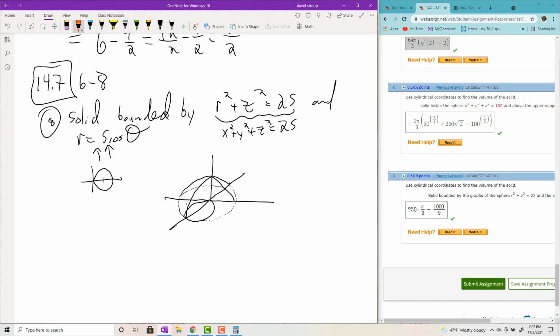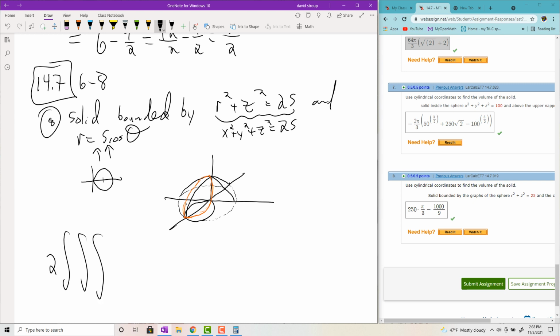So it's going to come up and slice through the sphere right about like that. And you are tasked with finding the volume inside the cylinder and the sphere. The solid bounded by the graphs of the sphere and the cylinder. So this is only half the picture. It goes down as well. So the way I have it set up right now, I'm going to have to multiply my integral by 2 if I do this triple integral.